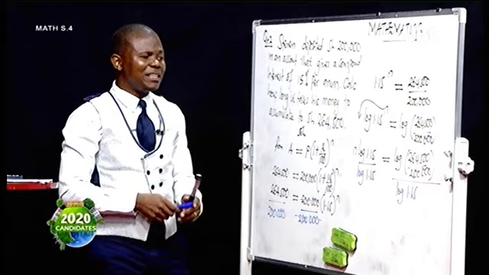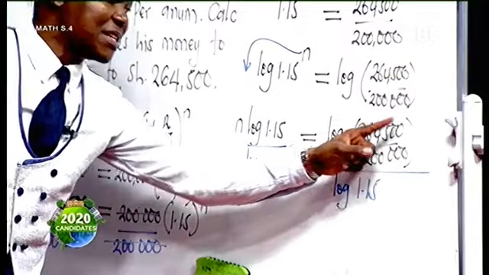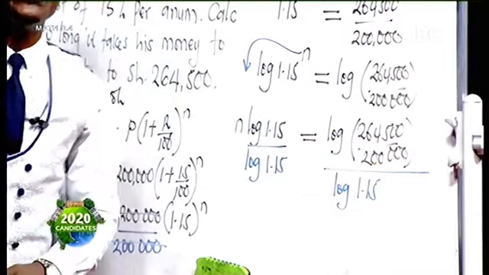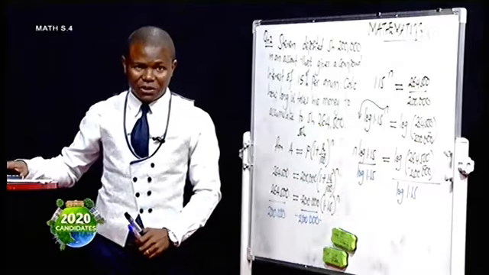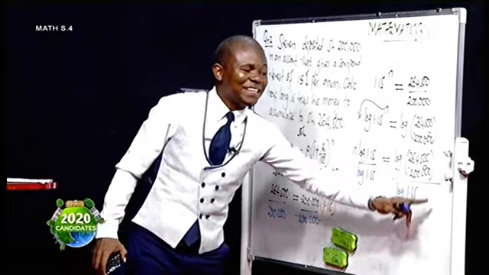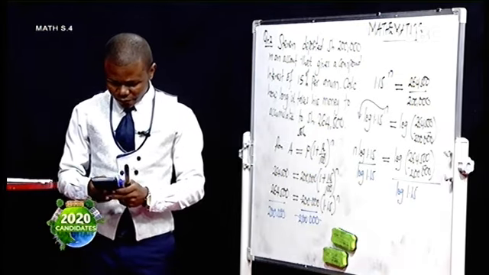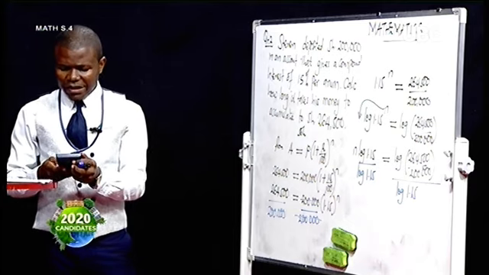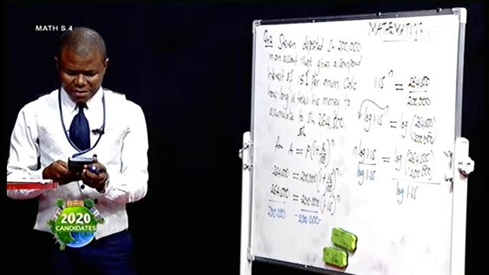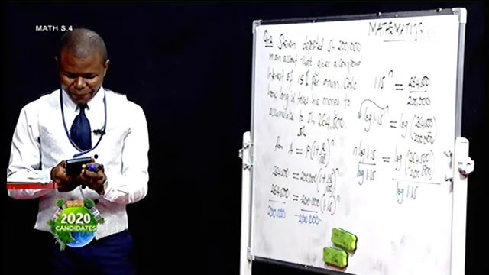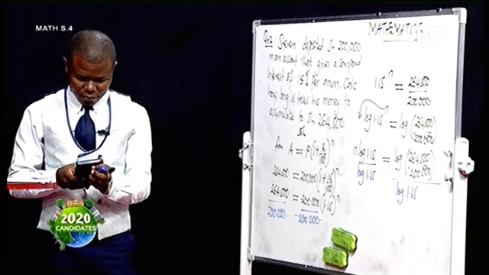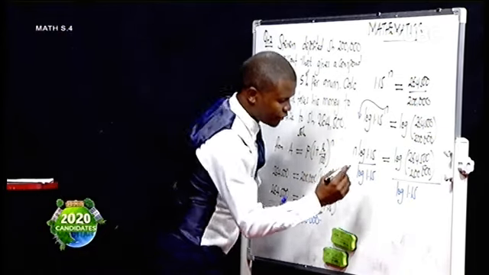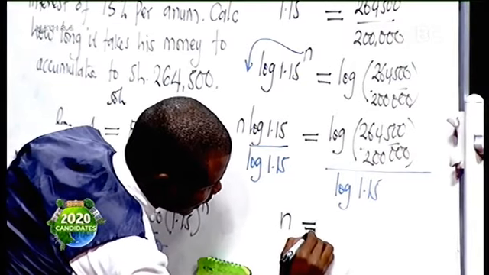My dear children, there are people who will be tempted to say this is the same as log of this minus log of this, or this is the same as log of this minus log. No, it is not true. Simply get your calculator and feed in this thing the way it is, and obtain your answer. In this case, it is going to give us the value of n as 2.